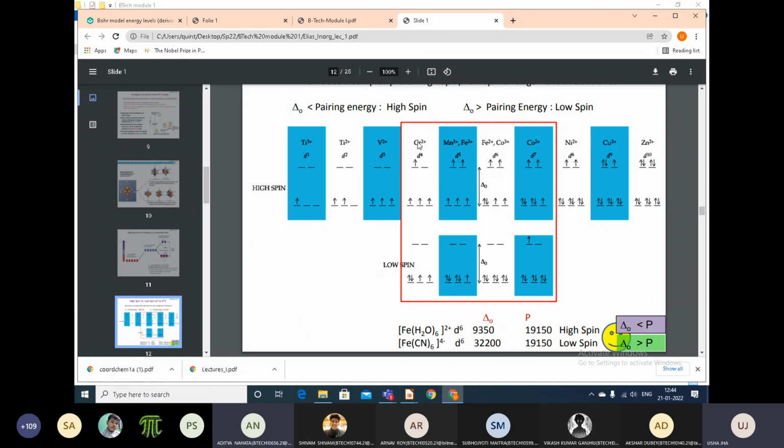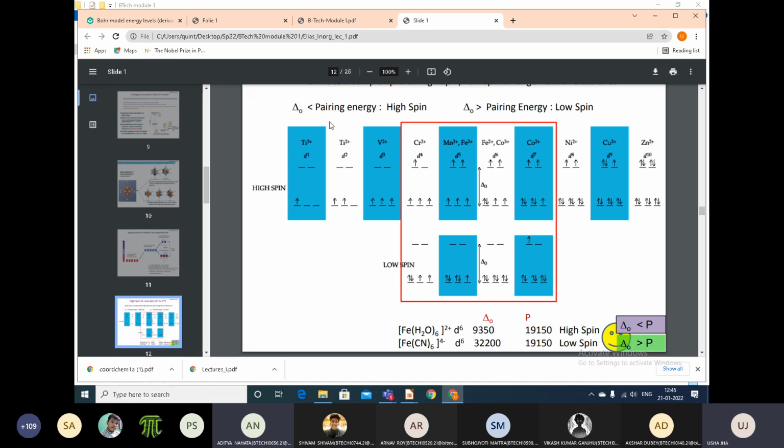So the chromium +2 state can form a high spin complex as well as a low spin complex. Similarly, manganese +2 and iron +3 can form high spin complexes and low spin complexes, depending on the ligand that is approaching it and leading to crystal field stabilization energy, whether it is high or whether it is low. So how much of the splitting is there? Whether the splitting energy is more than the pairing energy will decide whether we get a low spin complex or a high spin complex.